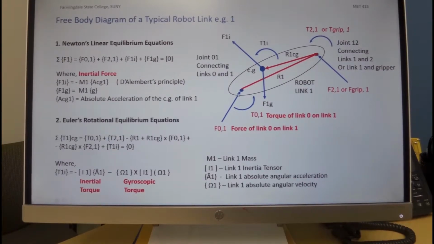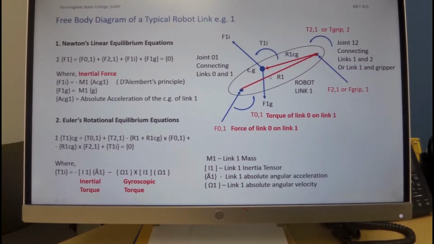Then we have the torque that this force is acting on the CG. Force 01 has a radius vector from the CG to the point of application of the force. Now, this vector over here is equal to the minus of R1 plus R1CG. The reason why it's minus is because the sum of these two vectors will be a vector from here to here. But we're interested in a vector from the CG to the point of application of force. That's why we have this minus sign here. And we have to cross it with this force over here.